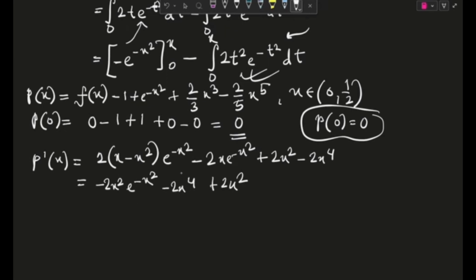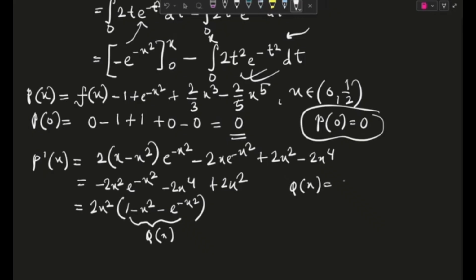This is your somewhat p dash x, and now if we take 2x square common because it's present in all the terms, this will be 1 minus x square minus e power minus x square. This is what we will have. And now we have to ascertain something about the sign. Basically we have to ascertain the sign of this expression, right? Let's take this to be some q of x. Q of x is your 1 minus x square minus e power minus x square.